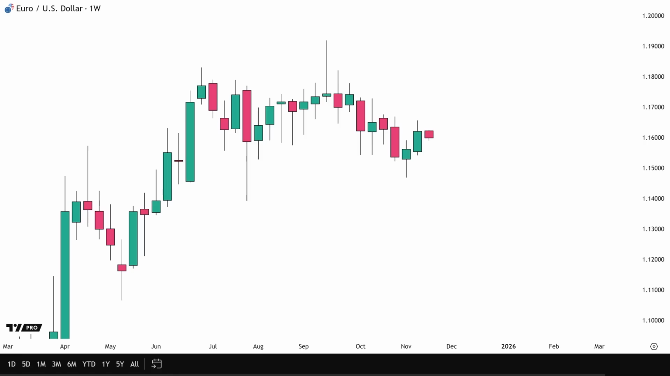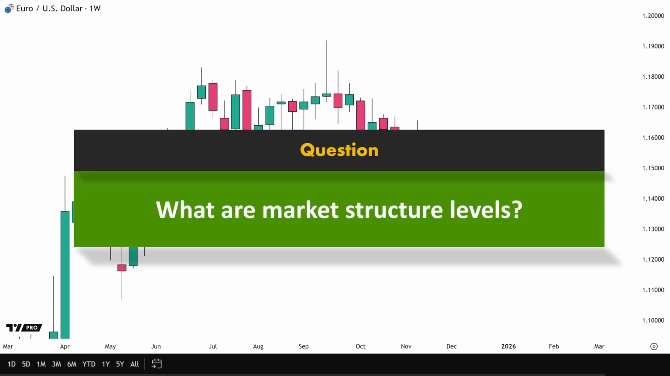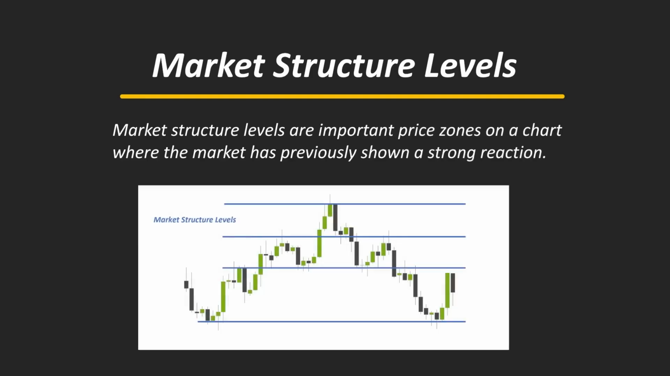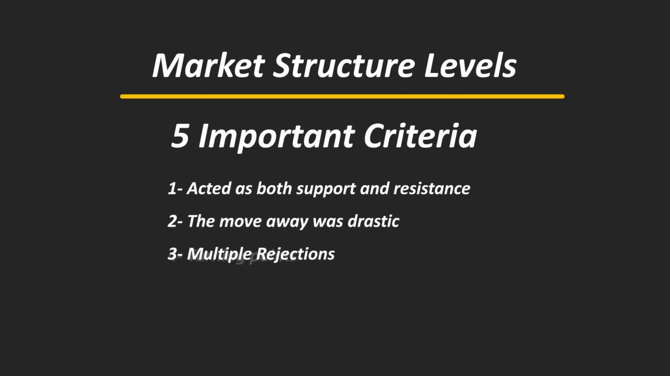The reason we mark these levels is that when price taps into them, we expect a strong reaction, so we need to see them clearly when working on the lower time frames. But what are market structure levels? Market structure levels are important price zones on a chart where the market has previously shown a strong reaction. Every reaction can be identified as a market structure level, but here are 5 key criteria that make a level strong.